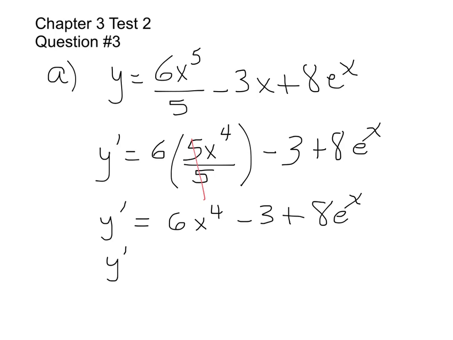I want to take the second derivative, so I bring the 4 down, so 6 times 4 is 24, and subtract 1, giving 24x cubed. The constant, negative 3, becomes 0, and then plus, bring the 8 out front, the derivative of e to the x is just e to the x.